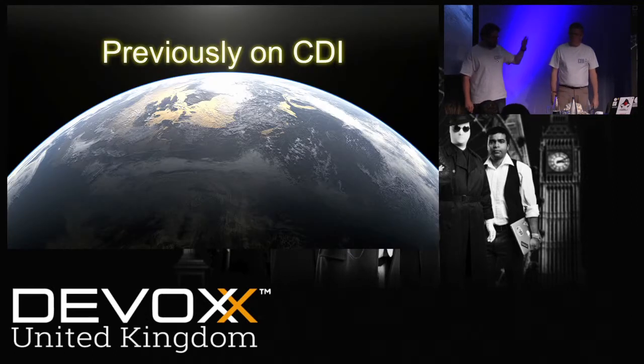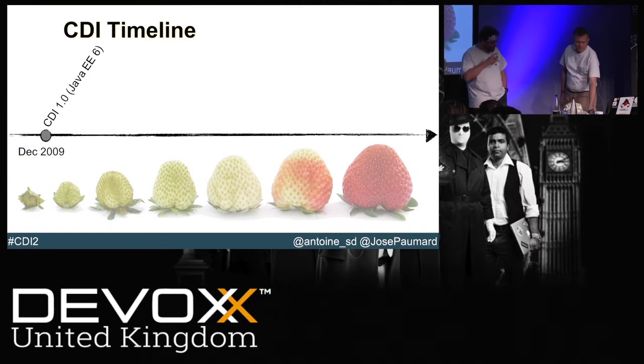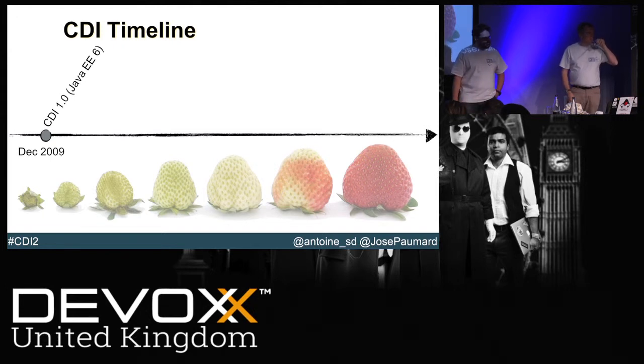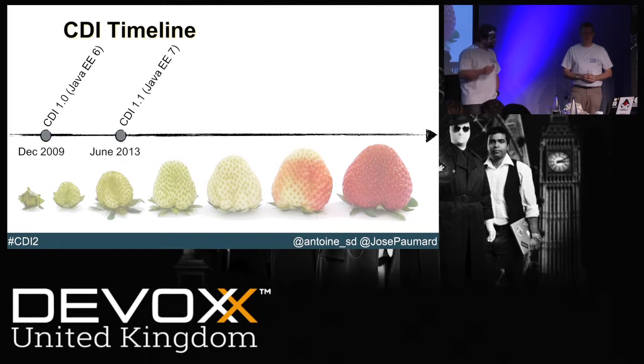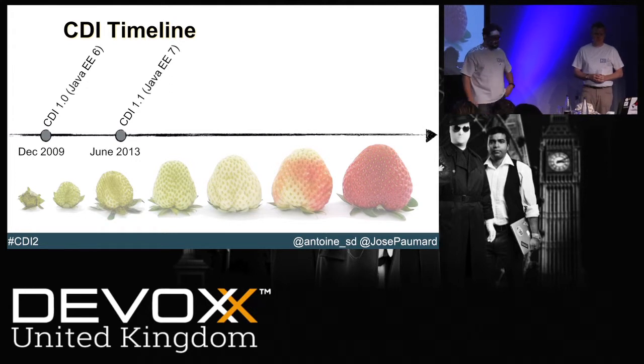So, previously on CDI. Before diving into CDI 2, let's get back in time and look at the timeline of CDI. CDI is a rather young specification. The first version was released with Java EE 6 in 2009 and was quite successful. With Java EE 7, we released a small revision of CDI, CDI 1.1, which was more aimed at third-party framework developers and other specifications more than users. But there is a lot of interesting stuff as well in CDI 1.1.